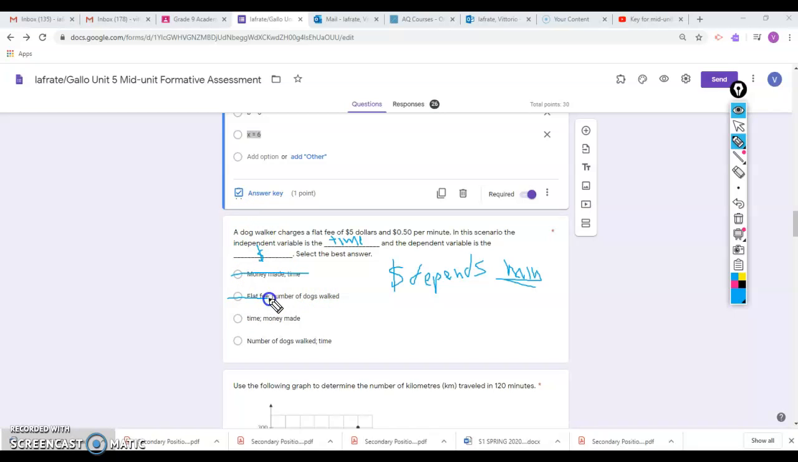It's not the flat fee. That's a constant. It stays the same. It's always 5. And we don't have number of dogs walked here. That wasn't in our scenario, period. Time and money made, that's our best answer.